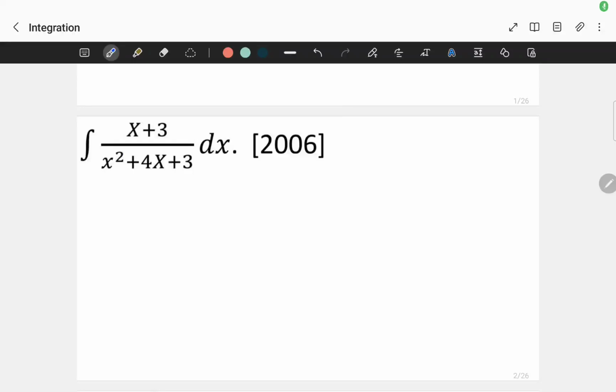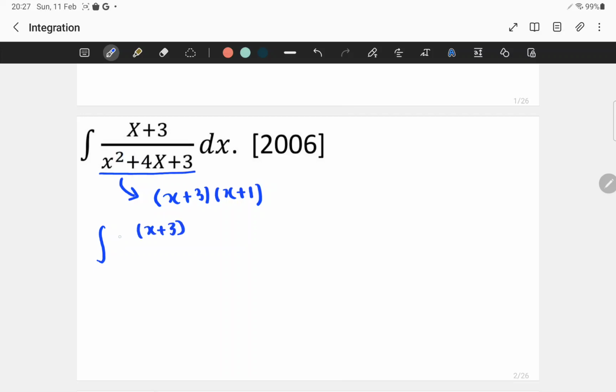Hello students, we will solve integration problems from past papers. If we see x square plus 4x plus 3, this we can factorize into, so the problem becomes, we can cancel.